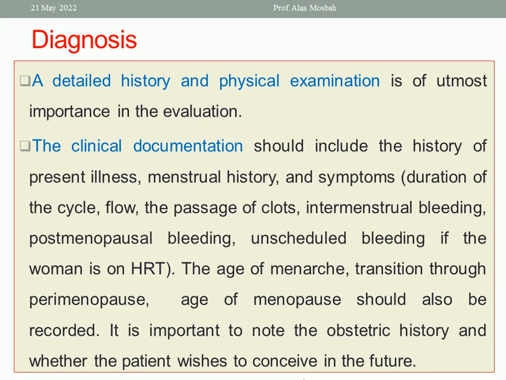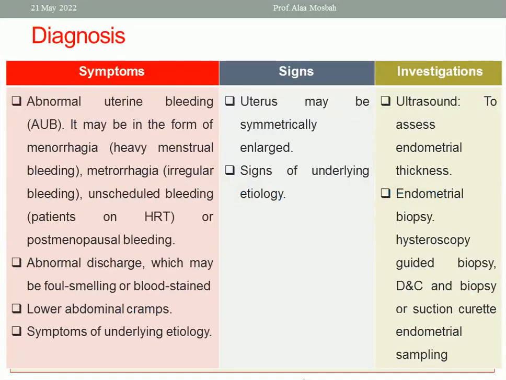To diagnose a case of endometrial hyperplasia, you should take a detailed history and do a physical examination. Take care about the clinical documentation, which should include the history of the present illness, menstrual history and symptoms, duration of the cycle, flow, the passage of clots, intermenstrual bleeding, postmenopausal bleeding, unscheduled bleeding if the woman is on HRT. The age of menarche, transition through the perimenopause, and age of menopause should also be recorded. It is important to note the obstetric history and whether the patient wishes to conceive in the future.